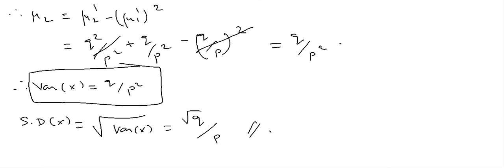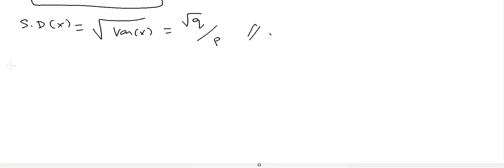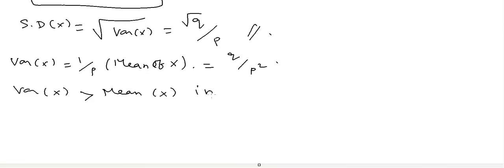Here one thing you have to note down as a very important thing. What we have got for the variance? Variance of x equal to 1 by p into mean of x. That is q by p square. Therefore, variance of x is always greater than mean of x in this distribution.